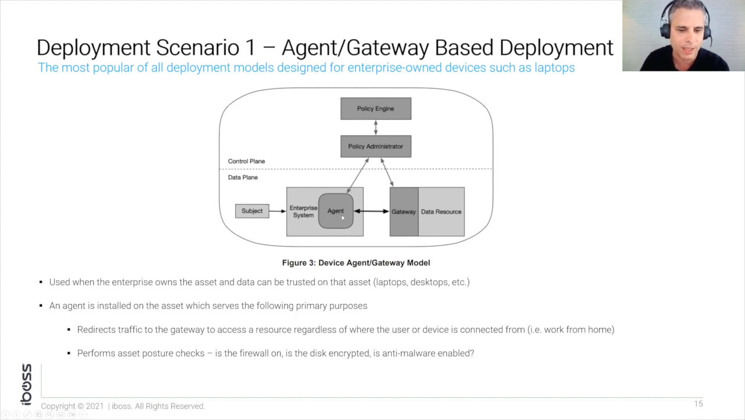The other thing it does is device posture checks: that the firewall's on, the disk is encrypted. It also checks whether all of the other posture requirements are in place. You're going to need these because the requirement mandates posture checks for devices to make sure they're healthy before they access resources. So it solves both of those problems for you automatically.